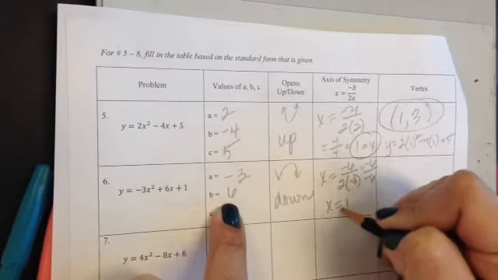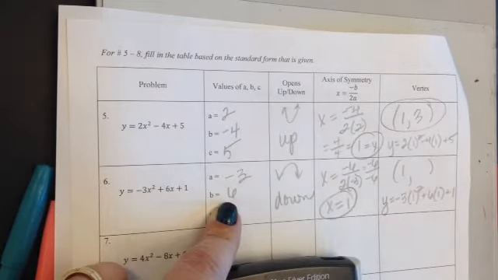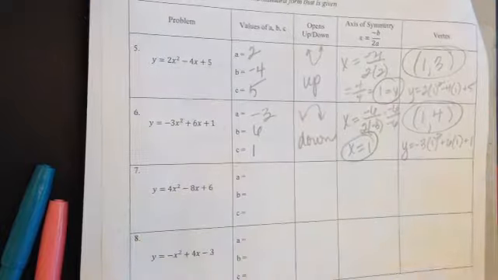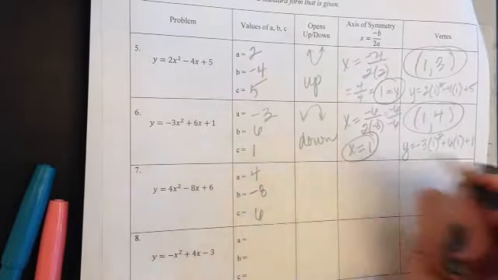Y is going to be found by putting +1 in for x. Let's find out what that y is that goes with it. I'm going to go to my calculator. -3 times (1 squared) plus 6 times 1 plus 1 is going to put the y value of the vertex at 4.